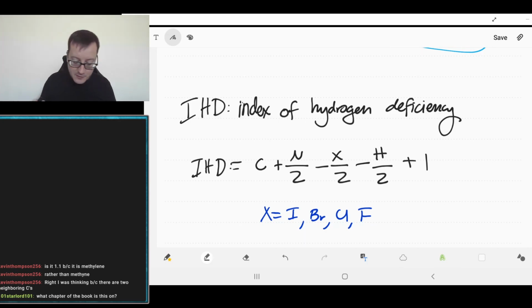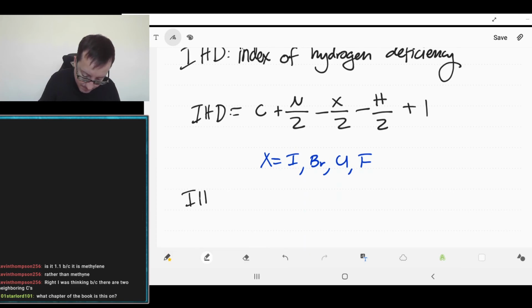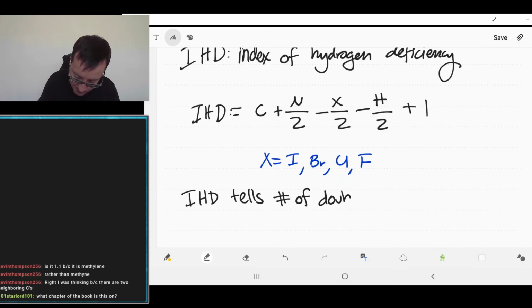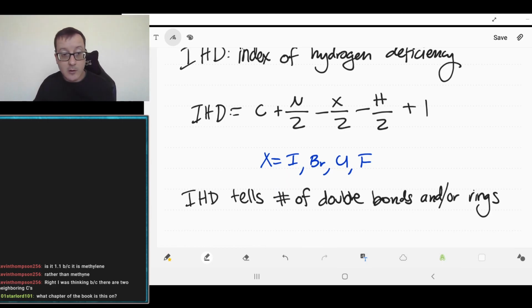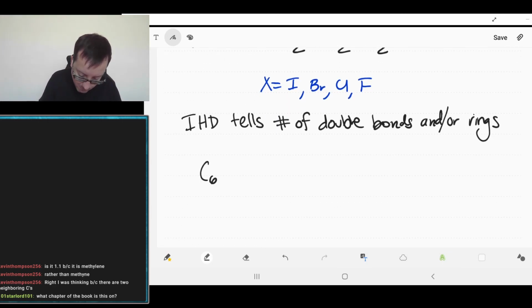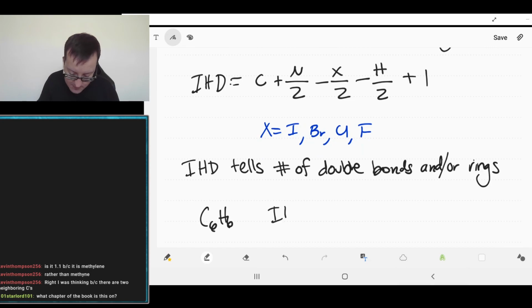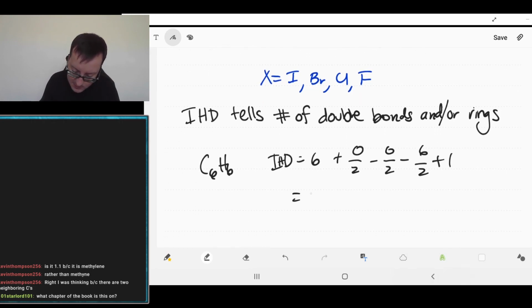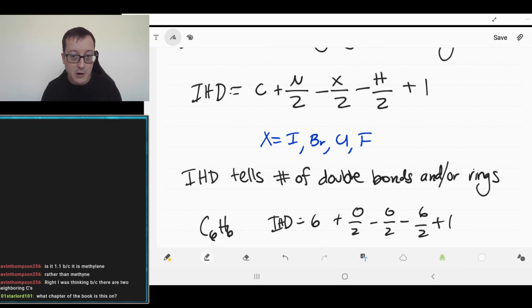And this number is valuable because one IHD tells you the number of double bonds and/or rings. So a benzene ring, benzene just by itself, C6H6, let's plug it into the formula. The IHD of this is 6 plus 0 minus 6 over 2 plus 1, which is 4. Obviously, you don't need to fill in nitrogen and halogens here because there are none of those.